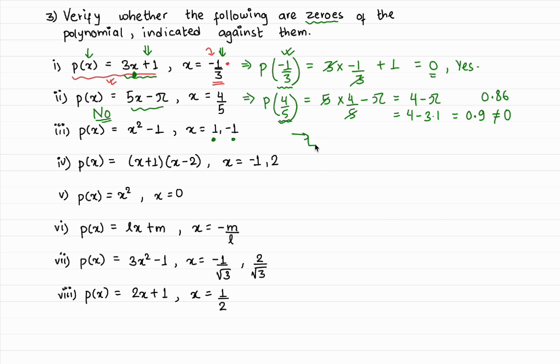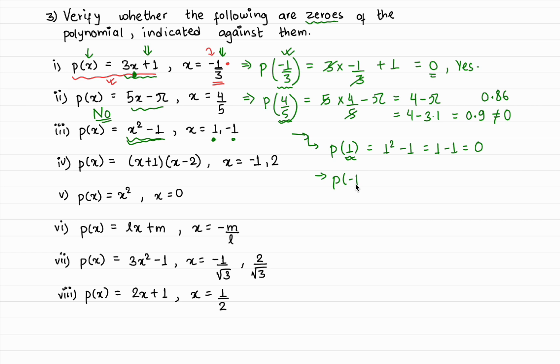So first let's just do plus 1. So p of 1, we put this 1 in the given polynomial. We have x square minus 1, x square is going to be 1 square minus 1, which is equal to 1 minus 1, equals 0. So we get the answer 0. So indeed 1 is a 0 of this given polynomial. What about minus 1? Let's see.